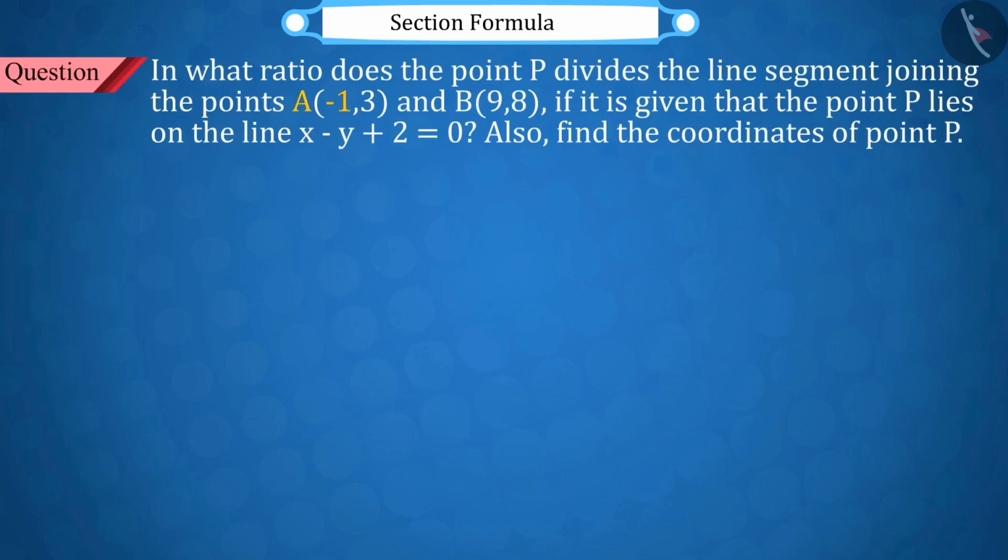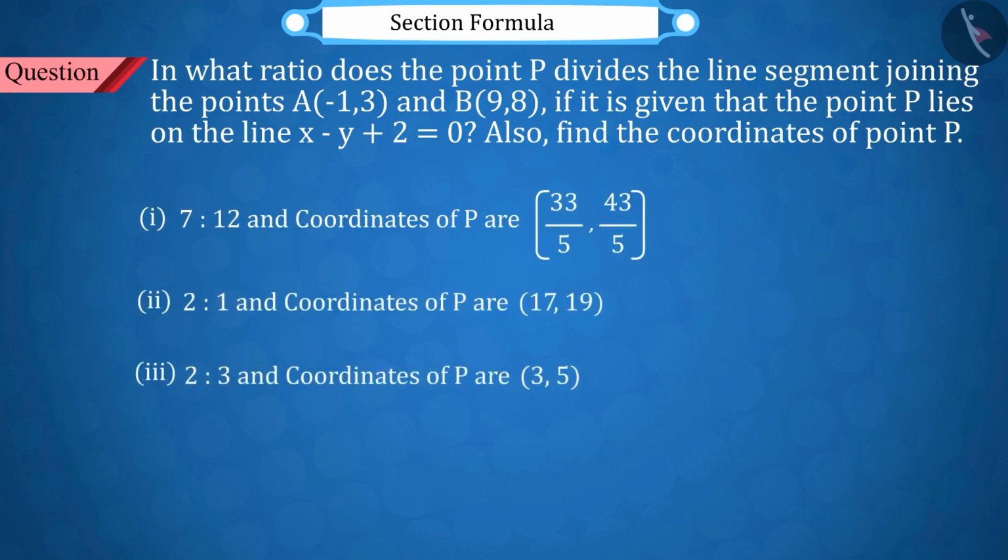In what ratio does the point P divide the line segment joining the points A (-1, 3) and B (9, 8), if it is given that the point P lies on the line x minus y plus 2 equals 0? Also find the coordinates of point P. Which of the following answers are correct? To solve the question, pause the video and then match your answer.